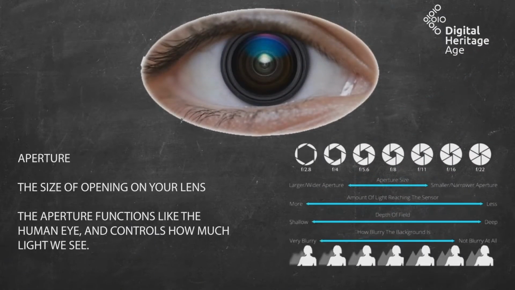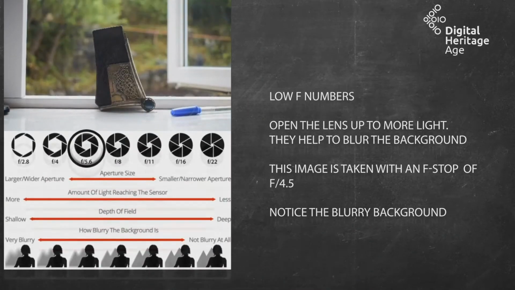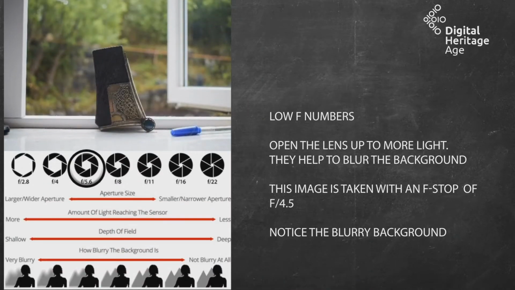The first thing to think about is the lens of the camera, the aperture or the f-stop, how wide we open the lens up. You can think about this as the human eye, and it controls how much light we let into the camera. Low f-stop numbers will open the lens up to more light, but they help to blur out the background. And this is something we want to try and avoid with photogrammetry. So we don't want blurry backgrounds.